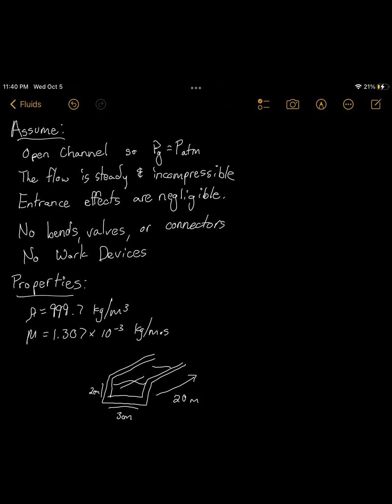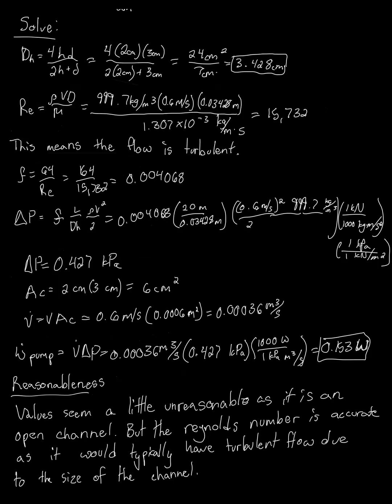Entrance effects are negligible, and there are no bends, valves, or connectors, and no work devices. For the properties, using 35 degrees Celsius and 1 atmosphere, the density is equal to 999.7 kilograms per meter cubed, and the viscosity is 1.307 times 10 to the negative third kilograms per meter times second. And so we solve for it.